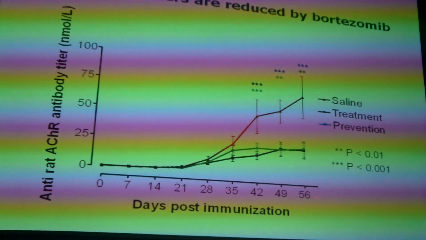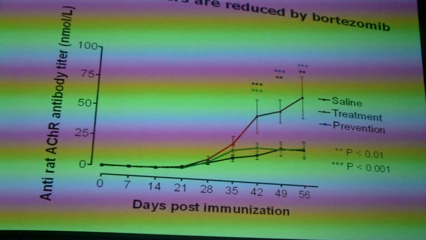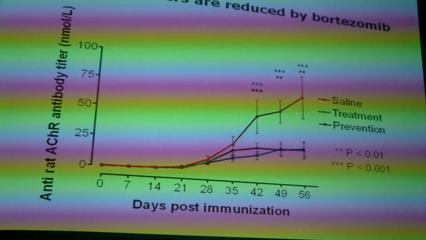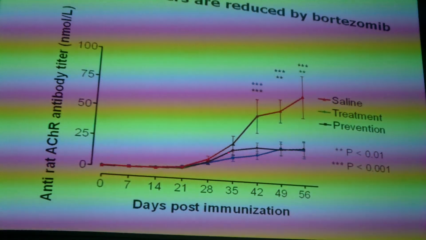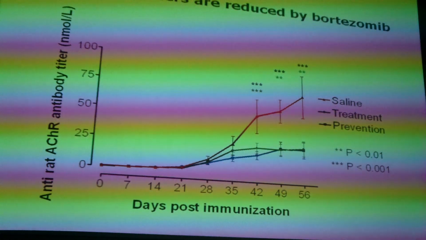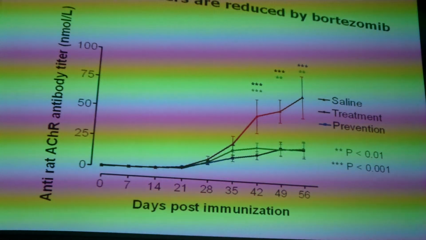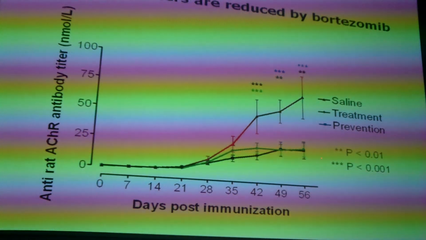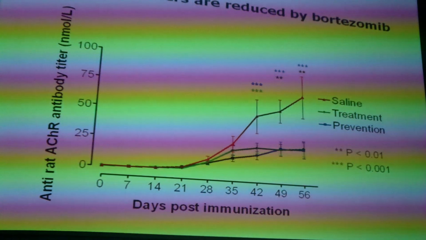So you see here the time over a period of 8 weeks, the autoantibody levels go up, starting at about 4 weeks to a very high level, and a lot of these animals will then also die, as I will show to you in a moment. But the drug was able to prevent that.